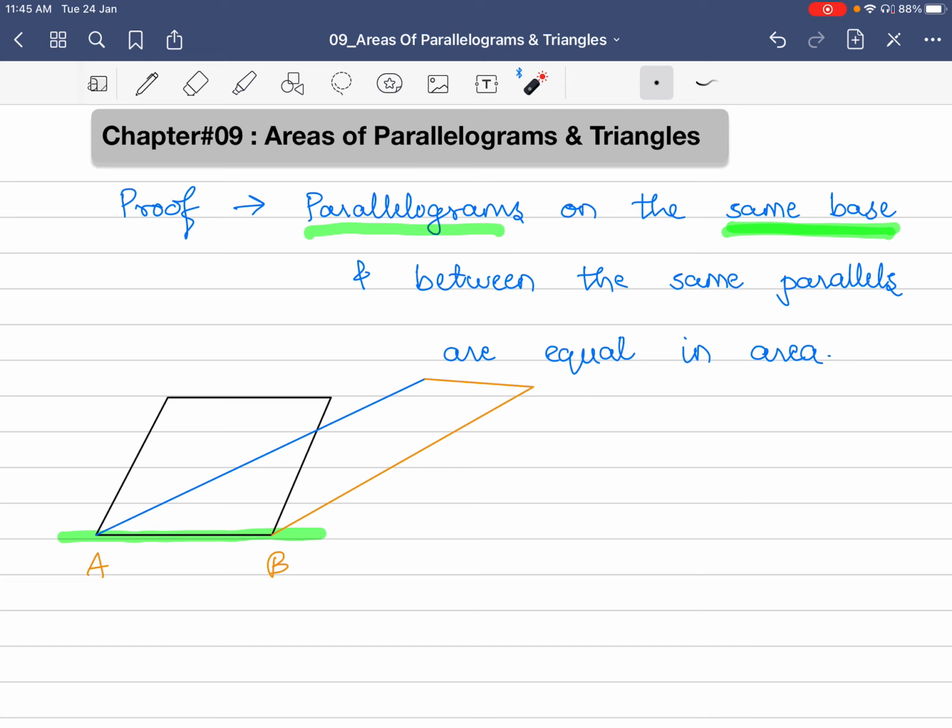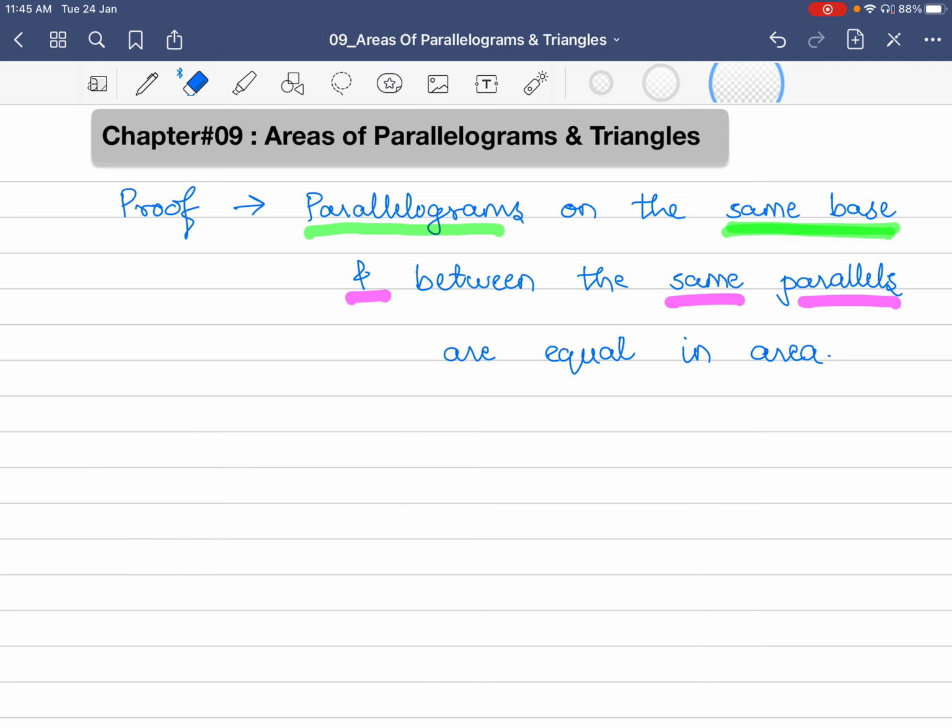So again, continuing the statement, parallelograms on the same base and, now this is an important condition, between the same parallels. Now the parallelograms that we have constructed, are they between the same parallels? No, because this is one parallel line, this is another parallel line, and these two are not between the same parallels. So these are not the two parallelograms which the proof wants us to use. So let us erase them.